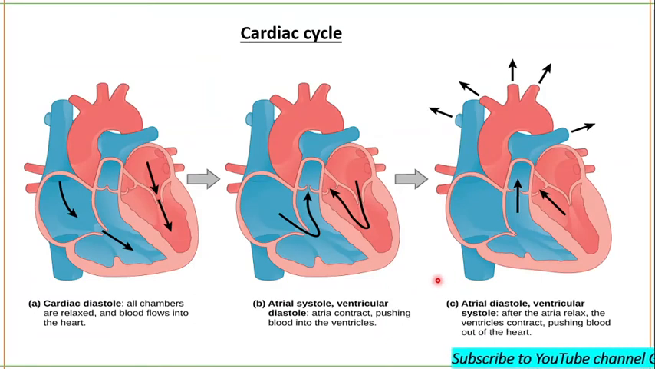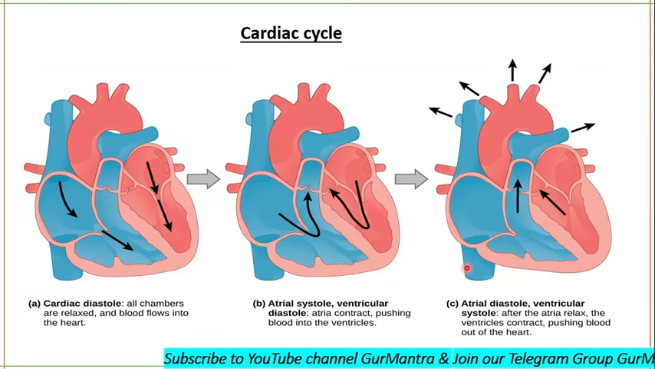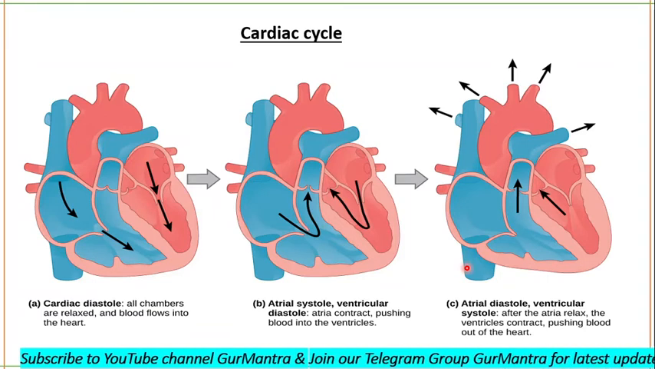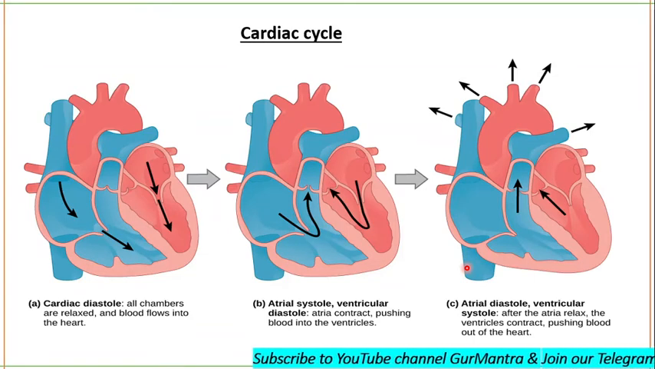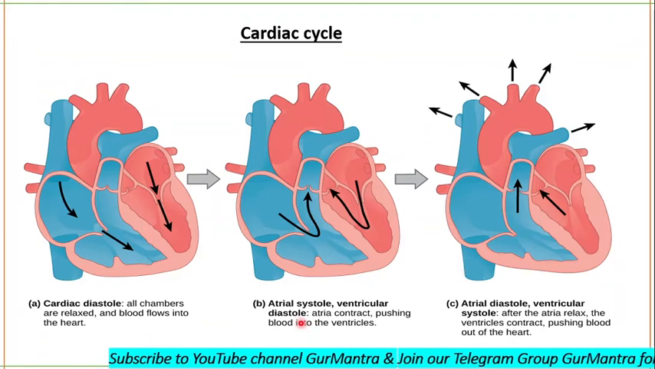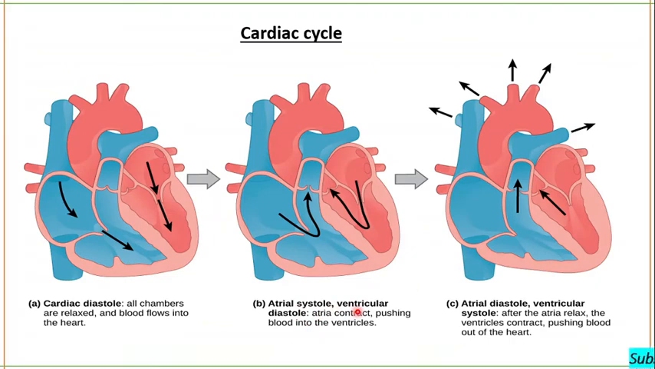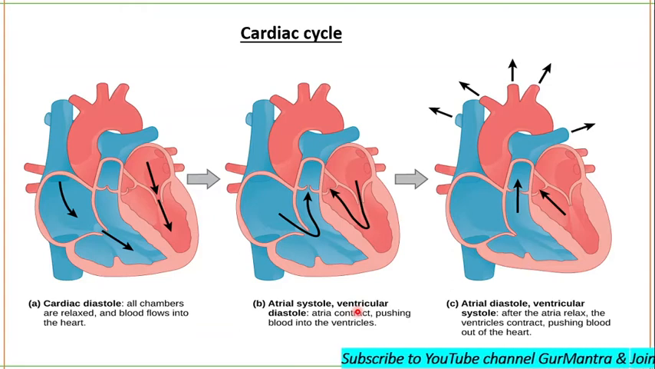So what exactly is a cardiac cycle? A cardiac cycle is a cycle of events which will occur in a single heartbeat. Okay, in a single heartbeat, all the events that are going to take place will constitute a cardiac cycle. You are reading the words diastole and systole. Systole means contraction, diastole means relaxation. Okay, each cardiac cycle is of 0.8 second.